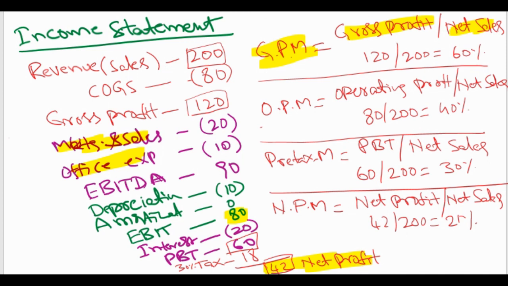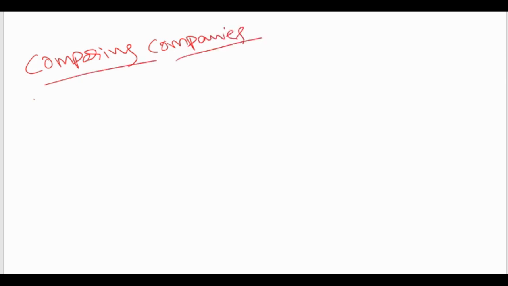Now, once you have all these four parameters, how do you know how your company is performing? Only when you compare with other companies. So how do you compare with other companies? Only when you compare will you know who is performing well.